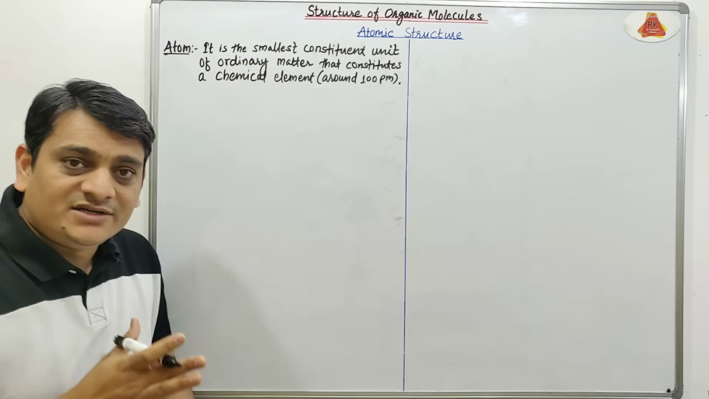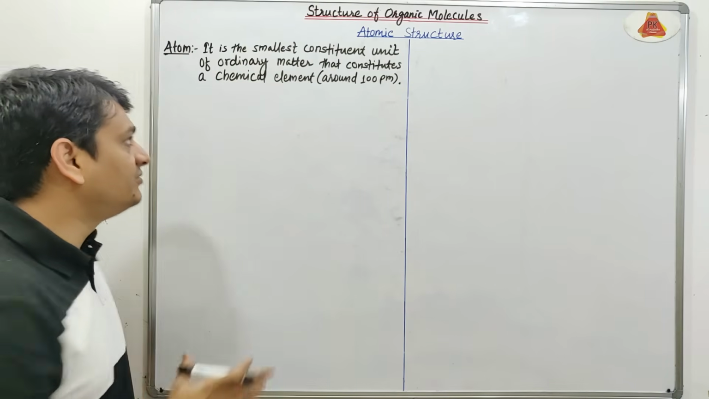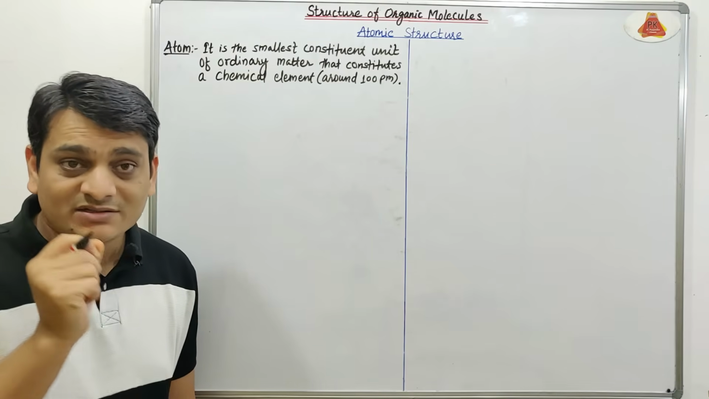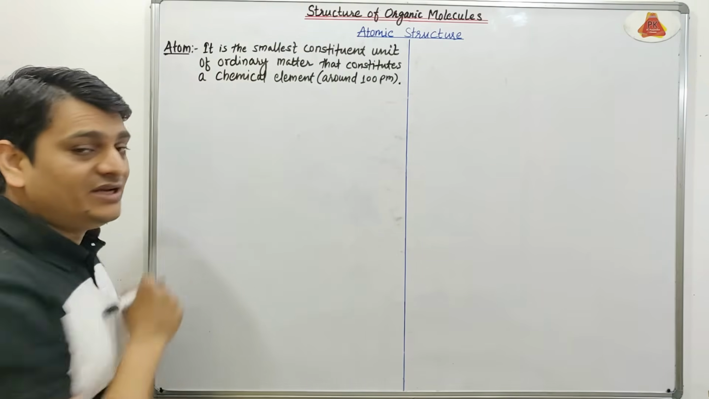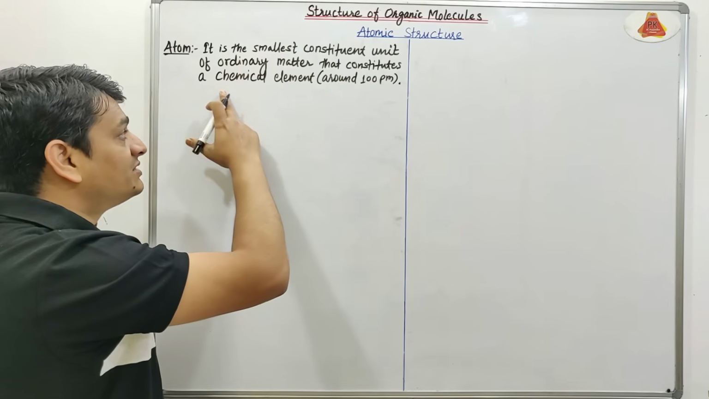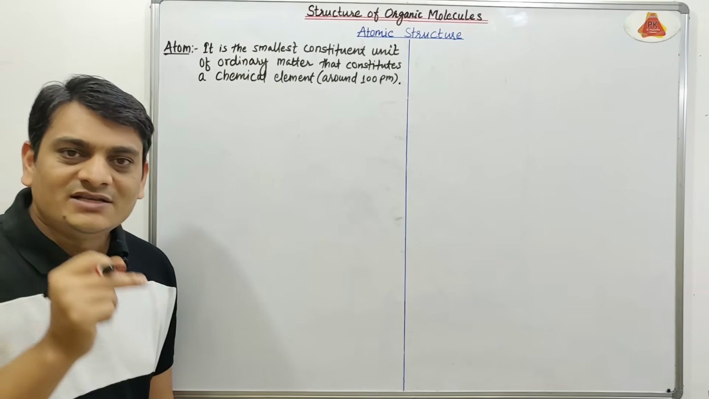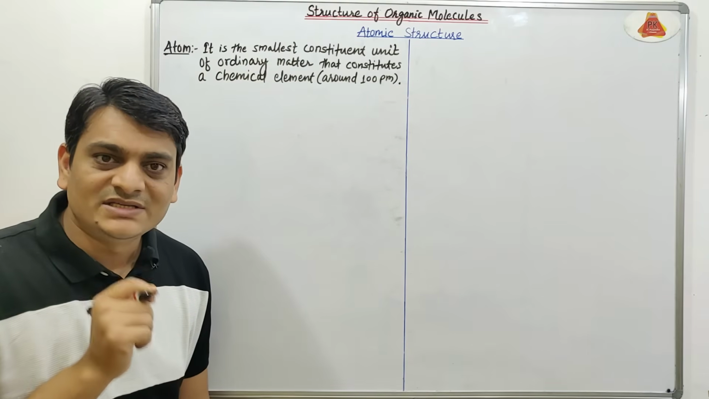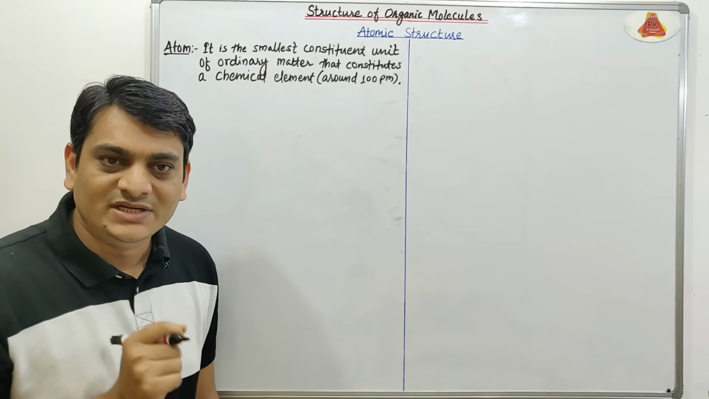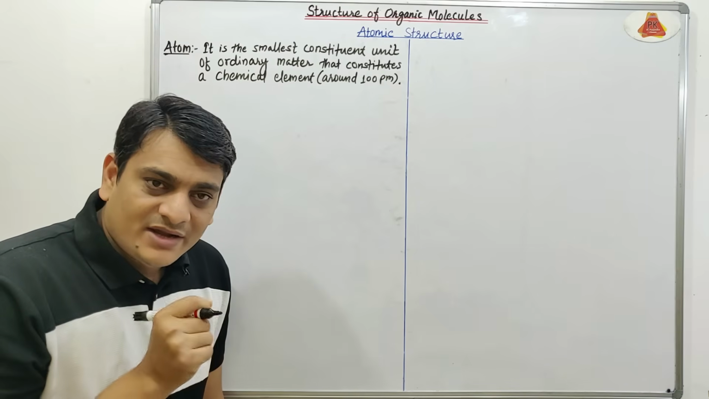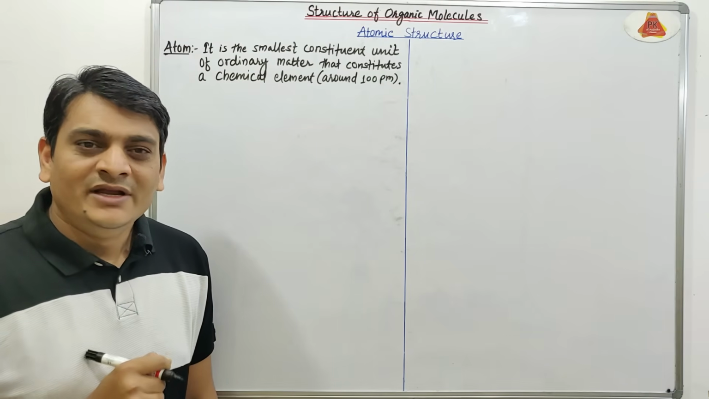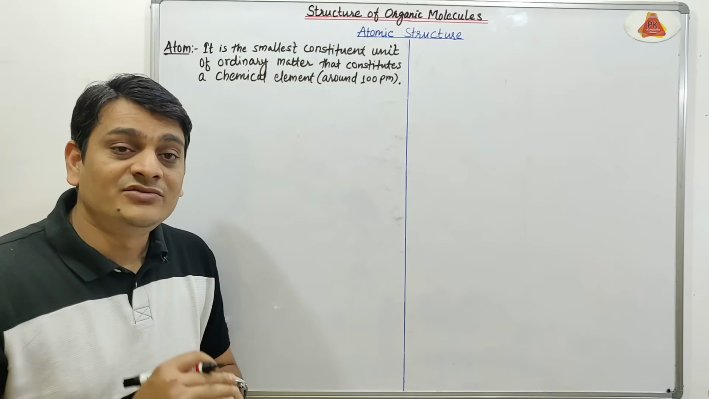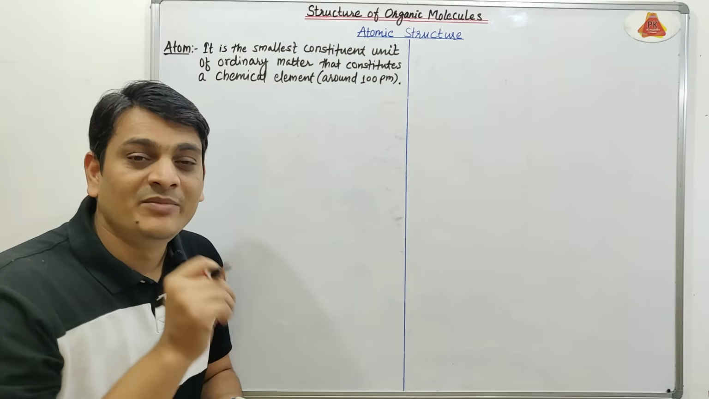So this is the definition of an atom, and according to that, it is the smallest constituent unit of ordinary matter that constitutes a chemical element, and the size of this atom will be around 100 picometer. Picometer means 10 to the power minus 12 meter. And this atom can take part in a chemical reaction, and further it cannot be broken down into its constituent particles in the case of a chemical reaction.